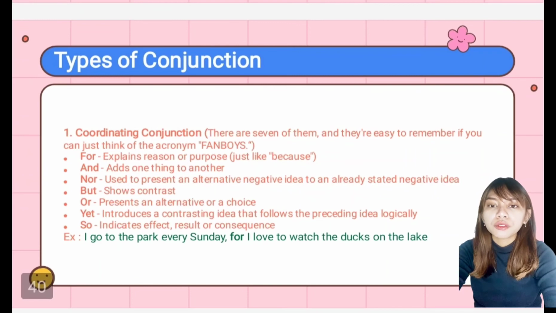Here are the types of conjunction that we have. 3 types of conjunction. First, coordinating conjunction. There are 7 of them and they are easy to remember. Those are for, and, nor, but, or, yet, so. I will give you one example for this coordinating conjunction. I go to the park every Sunday for I love to watch the dogs on the lake.